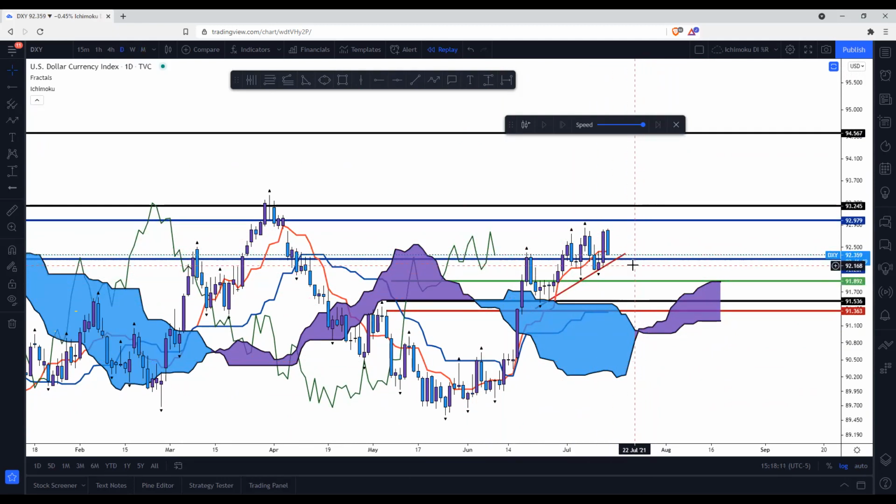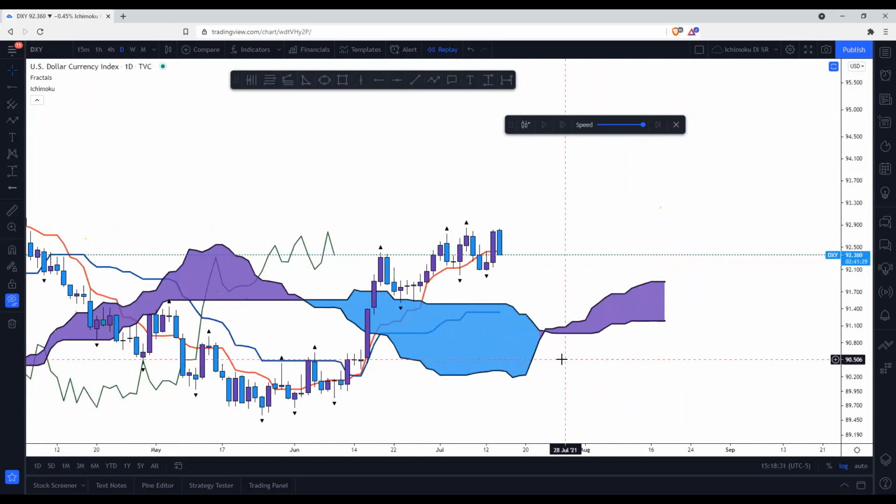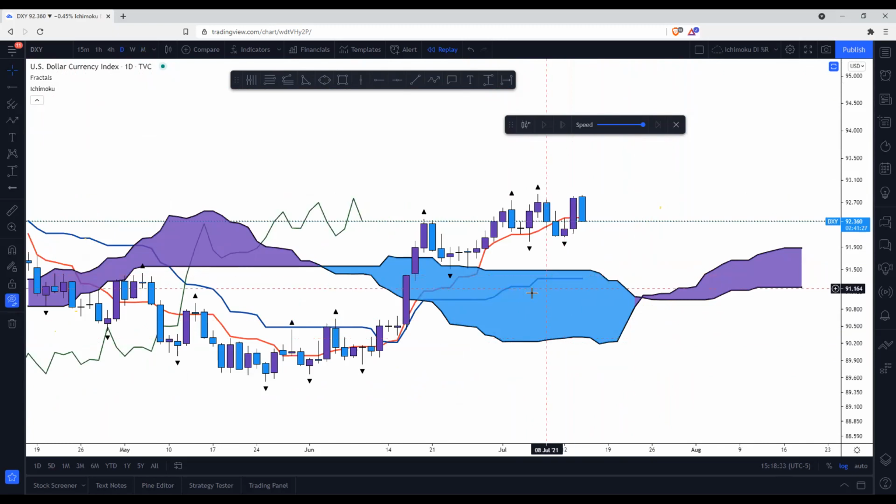Would that be considered a C clamp because you've got the Kijun-sen flat? What about here, where the Kijun-sen is at the bottom? Let me clean this real quick. Yeah, this right here. Yeah, you can still consider this a C clamp. It's just not as pretty as the other one.